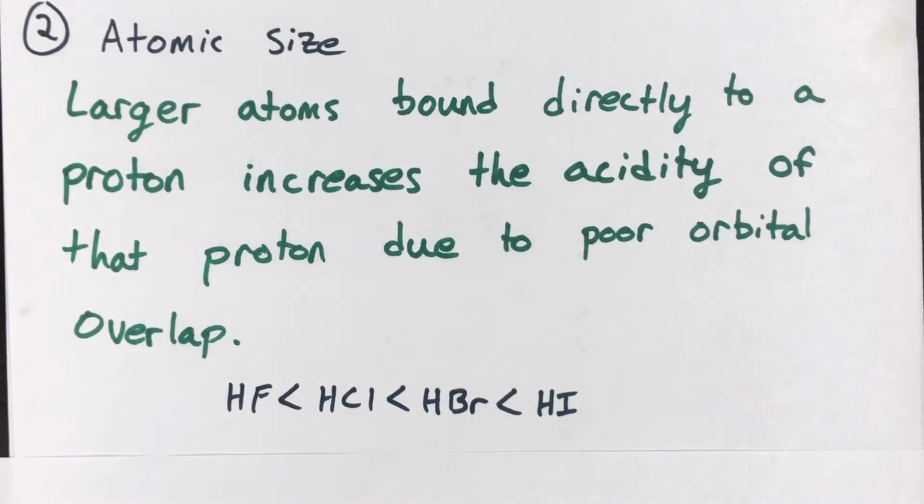You have two competing factors that compete in opposite directions. One, the atomic size makes HI the strongest acid, and electronegativity would suggest that HF would be the strongest acid. So here what we're saying is the poor orbital overlap weakens the bond more than the electronegativity that we talked about in the previous factor. Keep that in mind, because you will see questions like this that could be confusing, because you have electronegativity differences and also size differences. Most of the time, if you have a proton bound directly to an atom, it's the size of that atom that will dictate what is going to be the stronger acid.